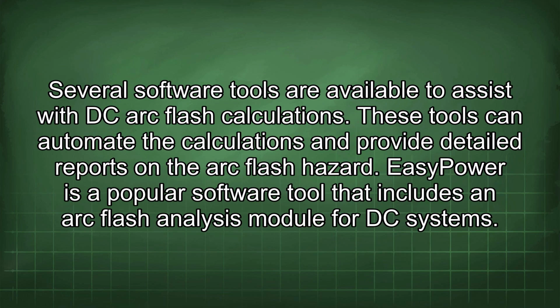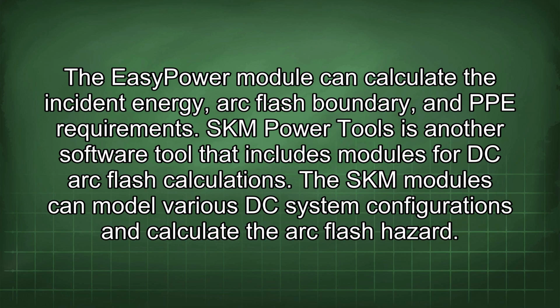Several software tools are available to assist with DC arc flash calculations. These tools can automate the calculations and provide detailed reports on the arc flash hazard. EasyPower is a popular software tool that includes an arc flash analysis module for DC systems. The EasyPower module can calculate the incident energy, arc flash boundary, and PPE requirements. SKM Power Tools is another software tool that includes modules for DC arc flash calculations. The SKM modules can model various DC system configurations and calculate the arc flash hazard.